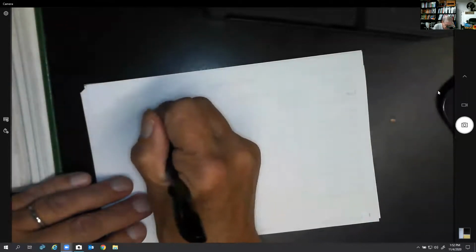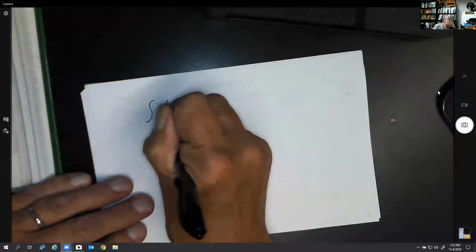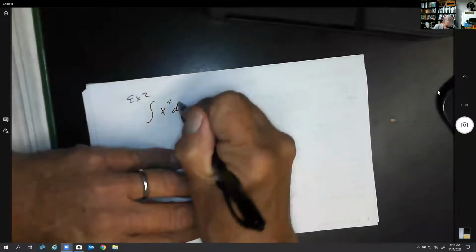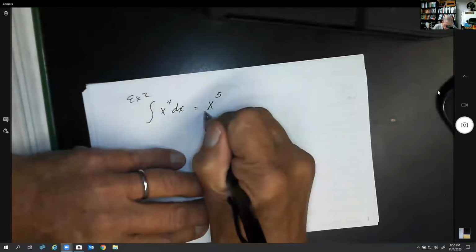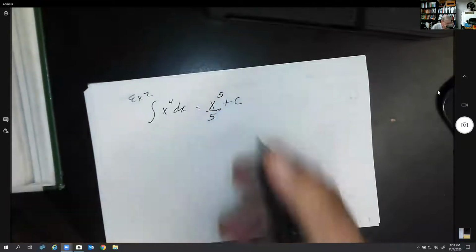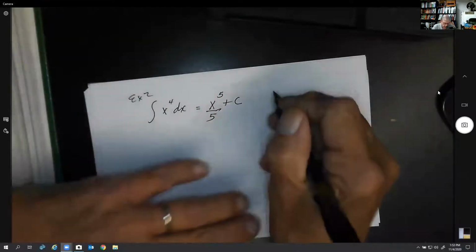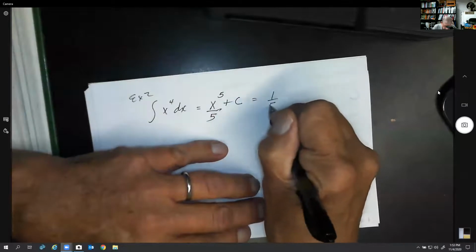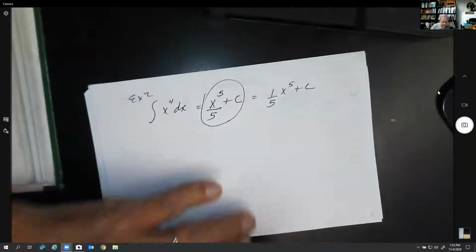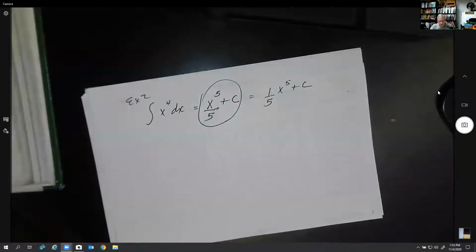So what if I add the integral of x to the 4th dx? This is example 2. What would that be? Well, it's going to be x to the 4 plus 1 over that same number, 5, plus c. Just that easy. And I suppose sometimes they write it as 1/5 x to the 5 plus c. I usually just write it like this because it's easier to remember. But either answer would be okay.